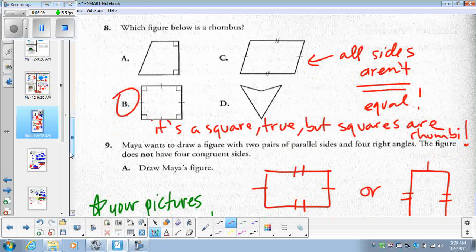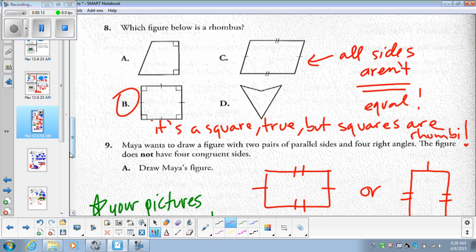Which figure below is a rhombus? That one is B. Yes, it's a square, but all squares are considered rhombi first. So technically, yes, it's a square. The best name is square, but it is a rhombus along the way. If you picked C because you saw the slant part and you thought that's what was going to make it a rhombus, notice all the sides aren't equal, so it's not C.